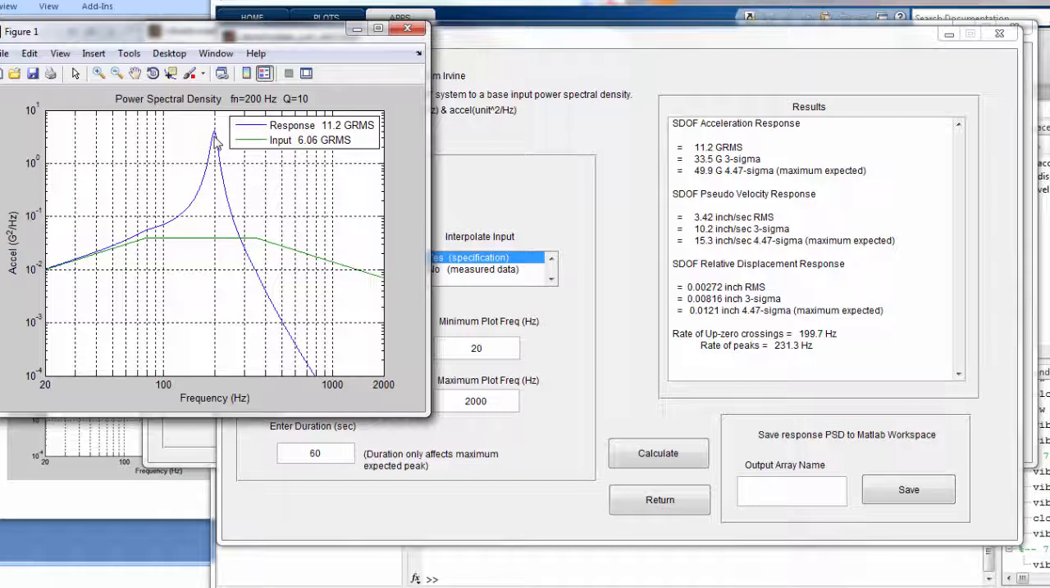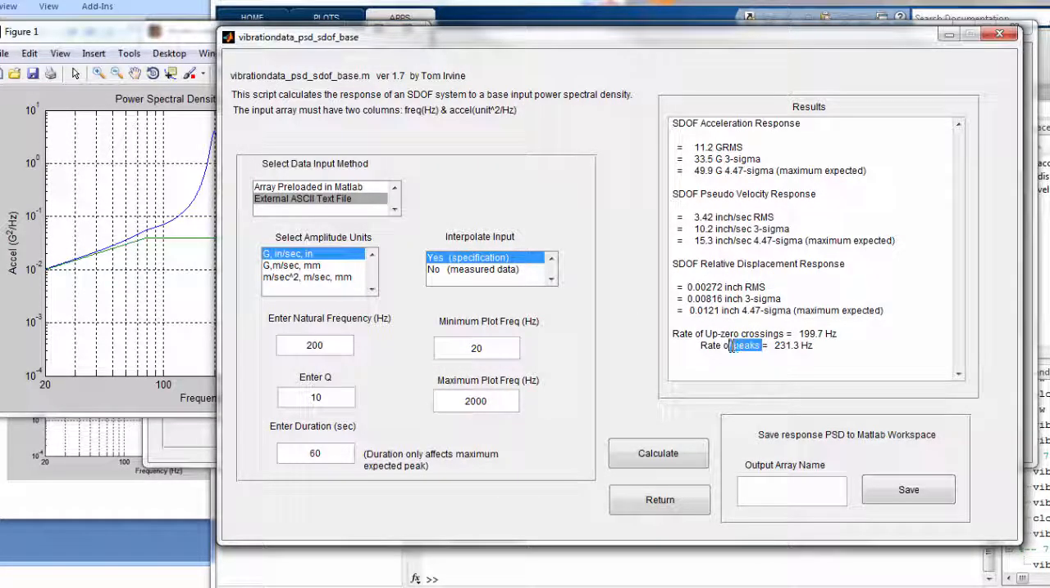That all makes sense. Then we can also look at the rate of peaks, because even though we have a 200 hertz response, there's still some high frequency components as well as some low frequency components superimposed against that 200 hertz response. So little ripple effects occur, and little local peaks and valleys occur along the way. And due to the occurrences of all those local peaks and valleys, the rate of peaks is actually a little bit higher. In this case, it's about 15% higher, and it's 231.3 hertz.